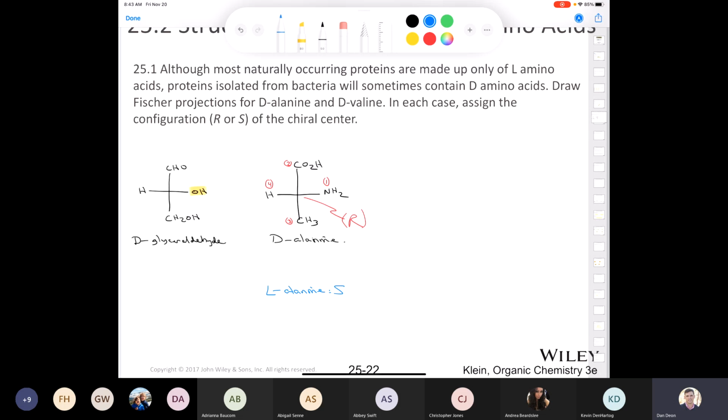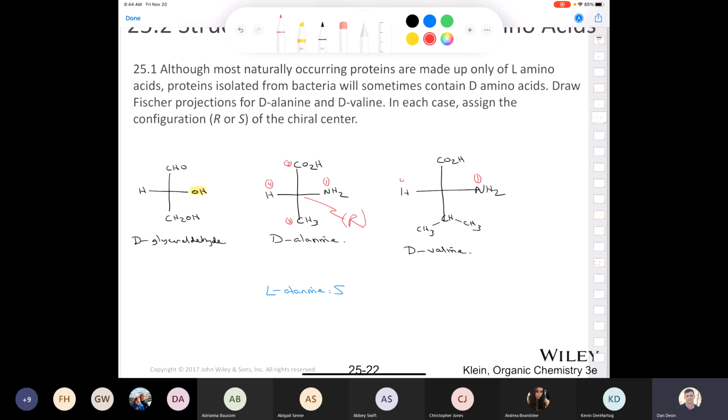Let's try drawing the structure of, what's it asking us for? D-valine. Okay, let's give it a shot. So we'll start by drawing our amino group here. We have our carboxyl on the top. And then valine, I told you, has an isopropyl. Letter V is kind of the way you can think about it. So this would be D-valine.